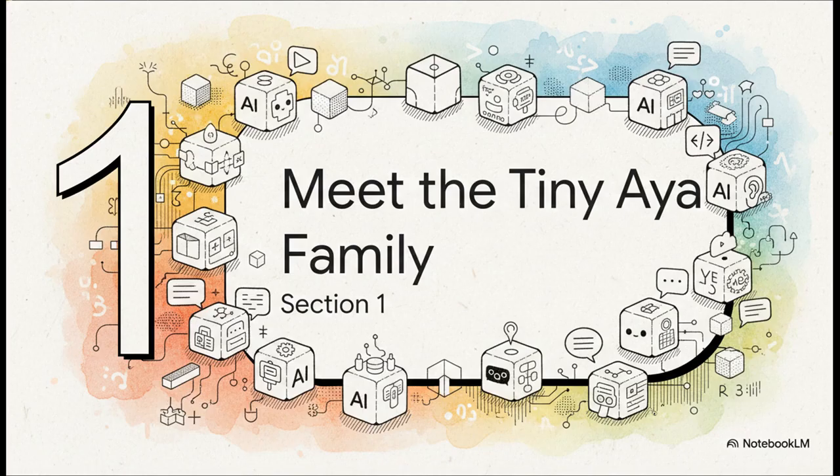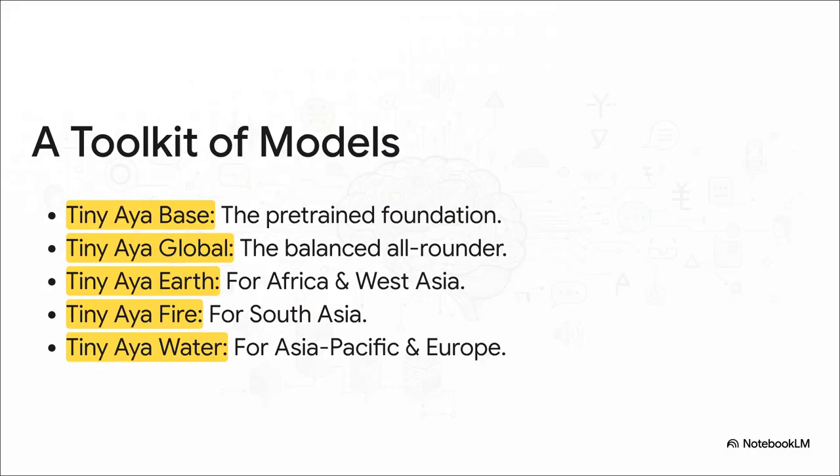As we're about to see, it's actually a whole collection, a family of models, each one with its own special job. Think of it like a specialized toolkit. You start with a base model. That's the foundation for everything. Then you've got the global model, which is kind of your all-purpose jack-of-all-trades tool. And this is where it gets really cool, you have these specialists, earth, fire, and water. Each one is fine-tuned to be an expert in specific languages from around the world.